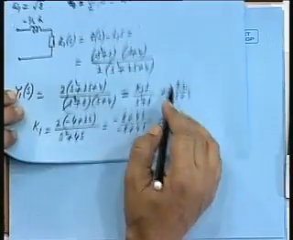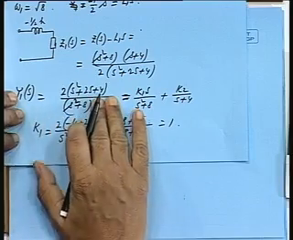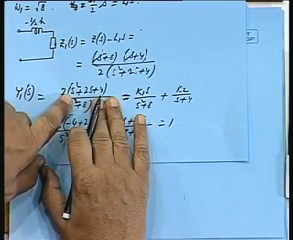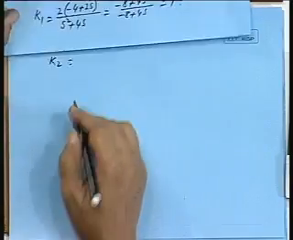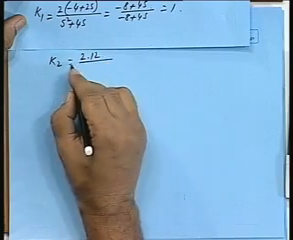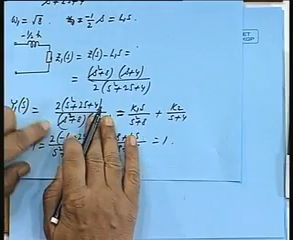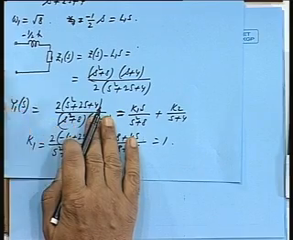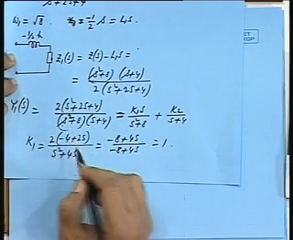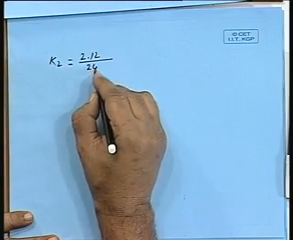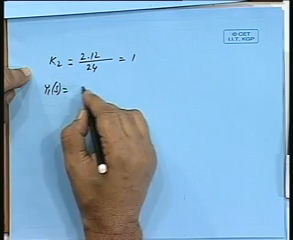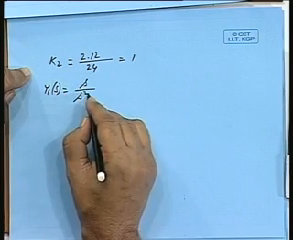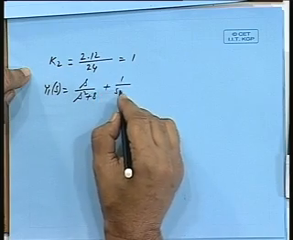Similarly k2: if I multiply by (s plus 4) and make s plus 4 equal to 0, so s is equal to minus 4, so 16 plus 4, 20 minus 2 into 4, 8, so 12, so 2 into 12 divided by 16 plus 8, 24. Is it not? 24, so that is equal to 1. So Y1(s) turns out to be s by (s squared plus 8) plus 1 by (s plus 4).